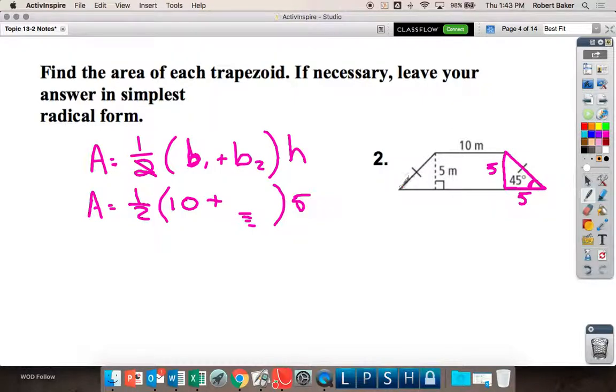Same thing goes for the triangle on the left side. So it'll be 20. This is 5, so this number is 5. It gives us those isosceles right triangles where the legs are equal to each other. And then you drop the 10 down, which means the whole base is 20. So now we have 1/2 times 10 plus 20 times 5.